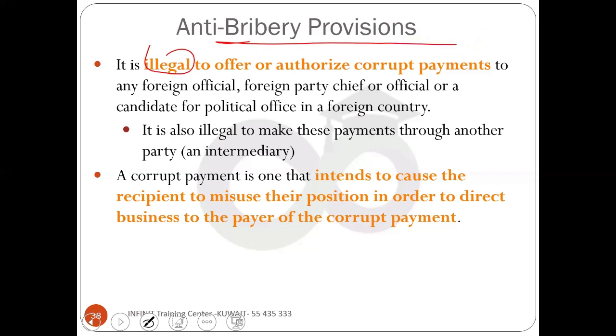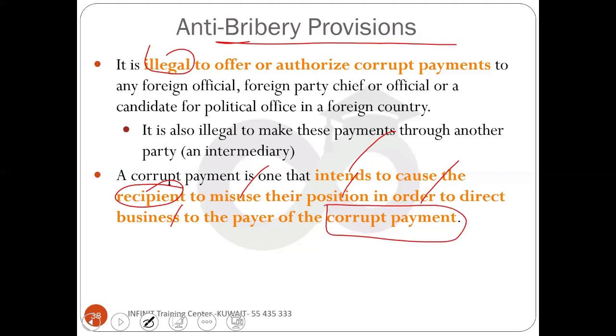So what's a corrupt payment? A corrupt payment is one that intends to cause the recipient to misuse their position. So you are making some payment to someone so that he will misuse his position to give orders or direct business to the payer of the corrupt payment.